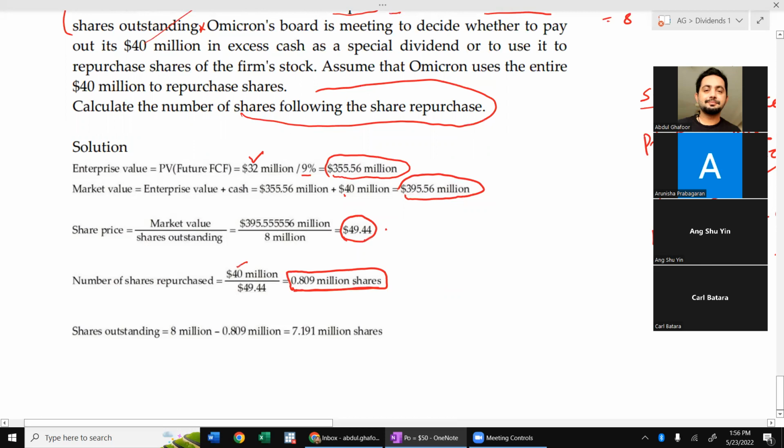So how many do we already have? We have 8 million shares outstanding, and these are the shares that we bought back. And here, this is the answer, the remaining number of shares. This is the answer that you need to calculate. Okay, any question?